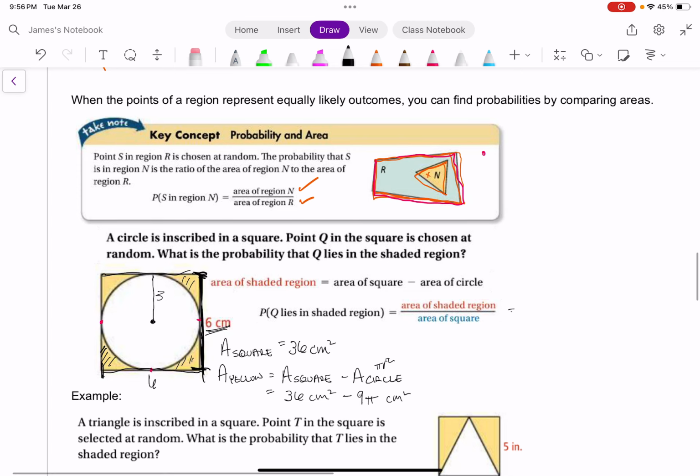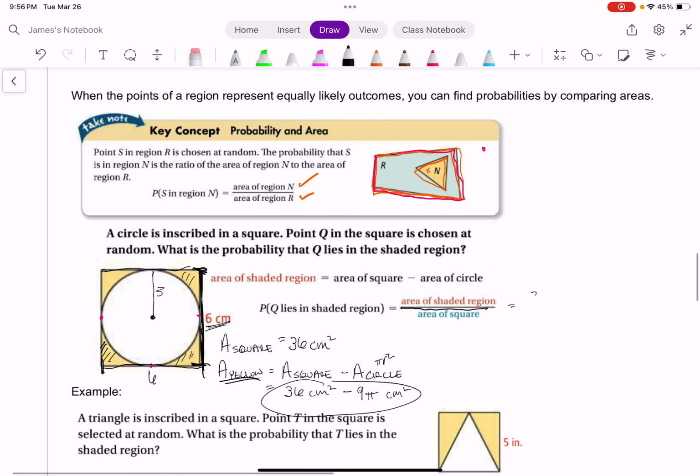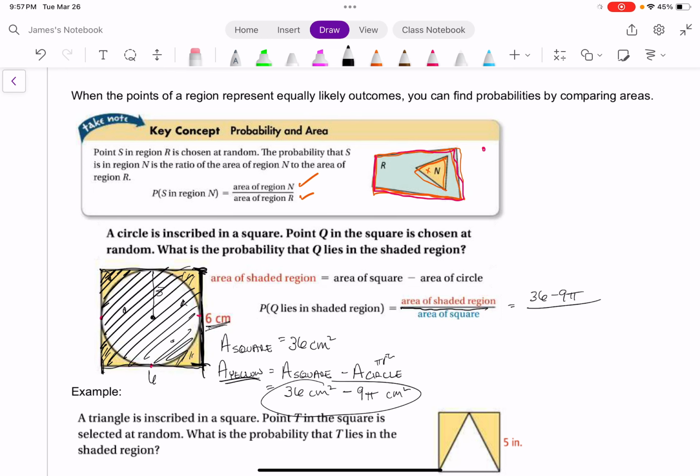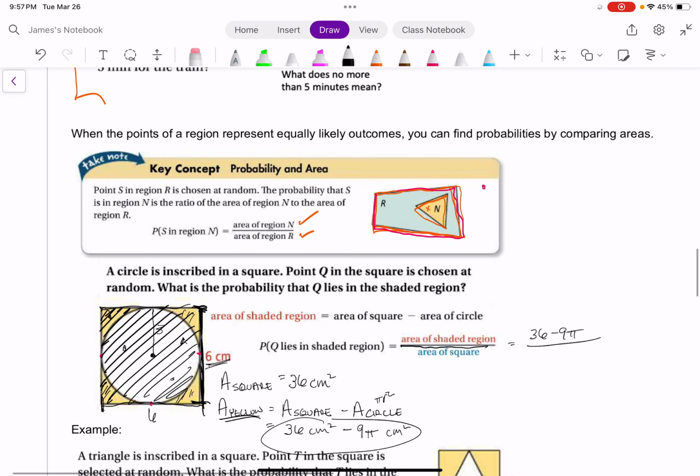When it asks me what is the area of the shaded region, my favorable outcomes, where do I want my dart to hit? I want it to hit in the yellow, which is this area. So I'm going to have 36 minus 9 pi as my numerator. And then where are all the different possible places it could have hit? Well, it could have hit anywhere. It could have hit here, there, there. All of those areas are anything inside the square. So the square's area was 36 square centimeters.